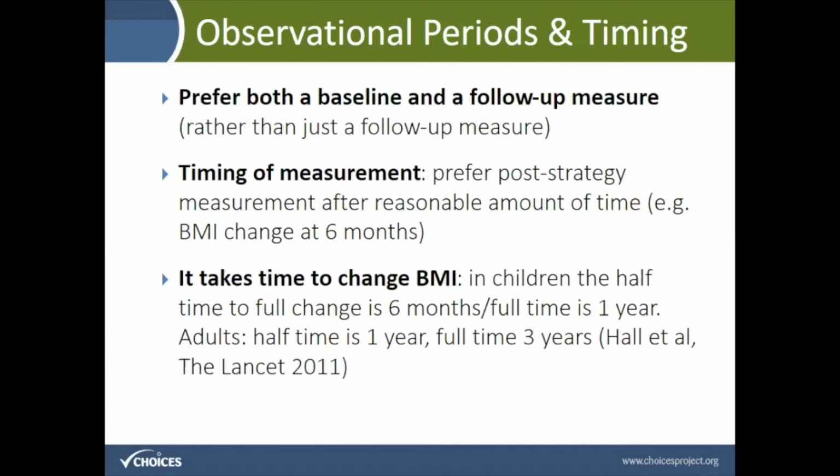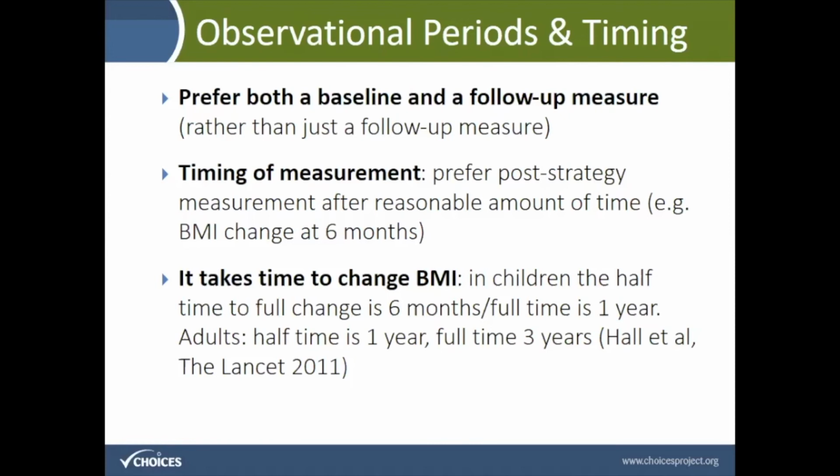We also look at the timing of the measurement. We want to give a reasonable amount of time to see a BMI change after an intervention or a strategy has been implemented, usually 6 months for BMI change in children. If it's only a 3-month follow-up or something like that, that's really not enough time to see changes, generally speaking. So we like to have a good amount of time before the follow-up assessment, so we know for sure that the strategy had an effect.